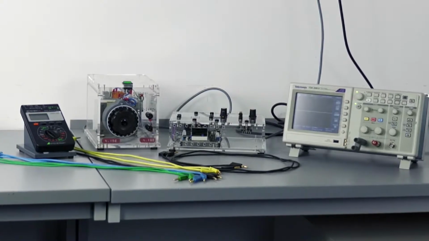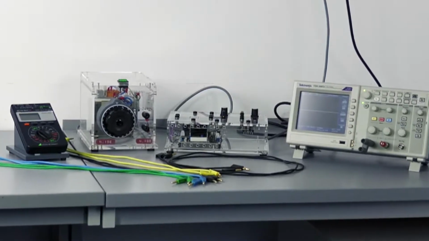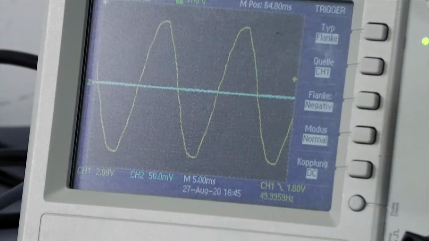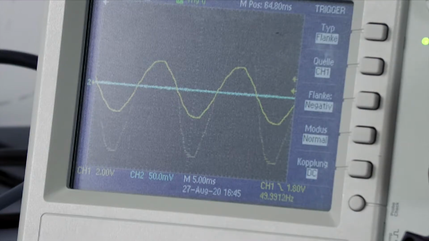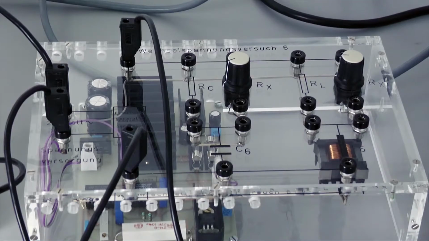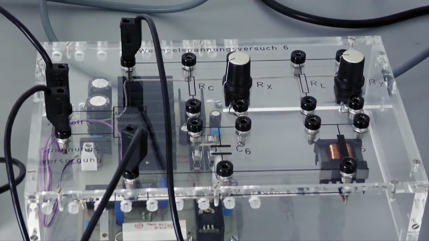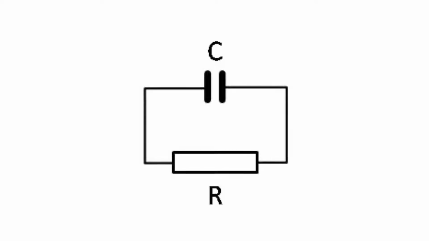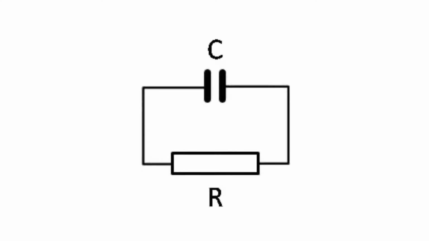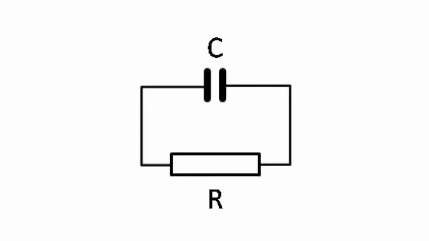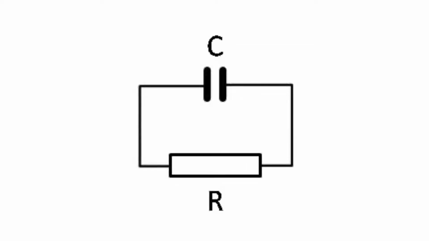In this experiment, you will learn the basics of the function and operation of an oscilloscope and a multimeter. This will be used to study the charging and discharging curve of a capacitor and the behavior of a coil. RC circuits are combinations of resistors and capacitors and show a characteristic exponential decay behavior.